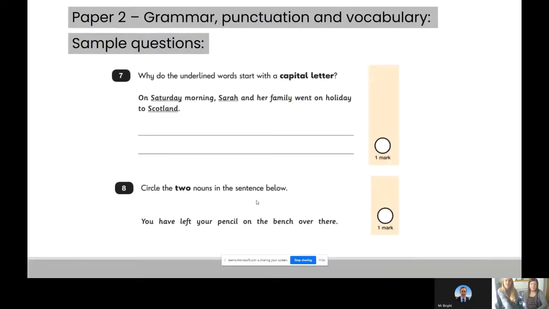And so this is just an example of paper 2, the grammar, punctuation and vocabulary sample questions. So for example, why do the underlined words start with a capital letter? And then they've just got a couple of lines to, in full sentences, give a reason as to why they think these words have capital letters. Question 8 is asking them to circle 2 nouns in the sentence below. They will read it themselves and then they will circle. Once again, if they circle, say, more than 2, then we wouldn't be able to mark it, because they are looking specifically for the fact that there should be 2. And that's the type of skills that we're helping them to look for.